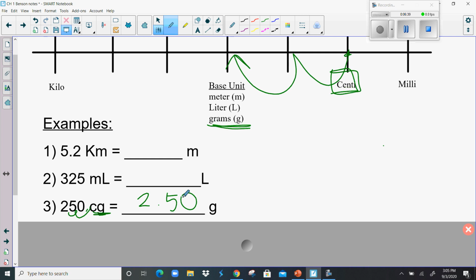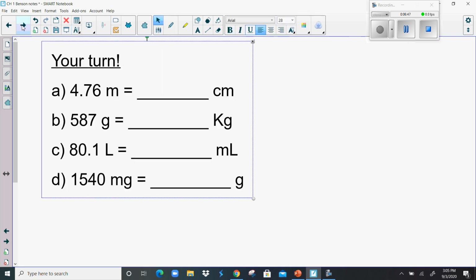What I'd like you guys to continue on with is I have 4 examples for you. I want you to jot those down. Go ahead and pause the video, jot them into your notes, and then bring them to class the next time we see you, and we are going to check things out and see how you're doing.